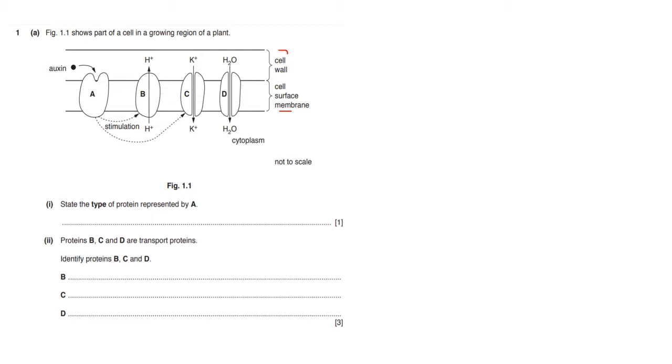So here you just need to come in and look at A. What is A doing? A is accepting an auxin. This molecule is an auxin. And so in this case, A would be an auxin receptor over there. And then proteins B, C, and D are transport proteins. Identify proteins B, C, and D.